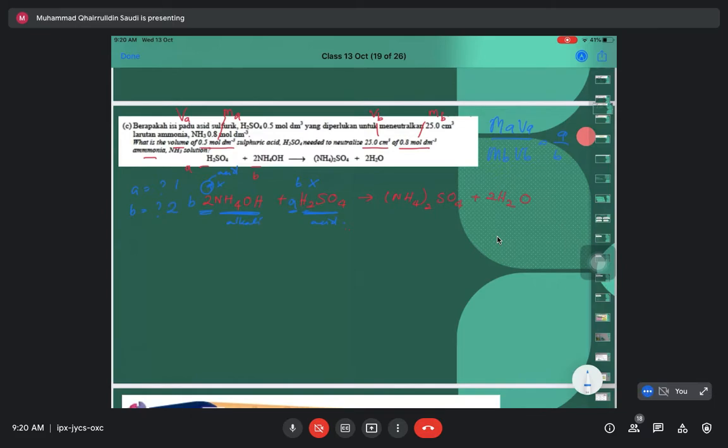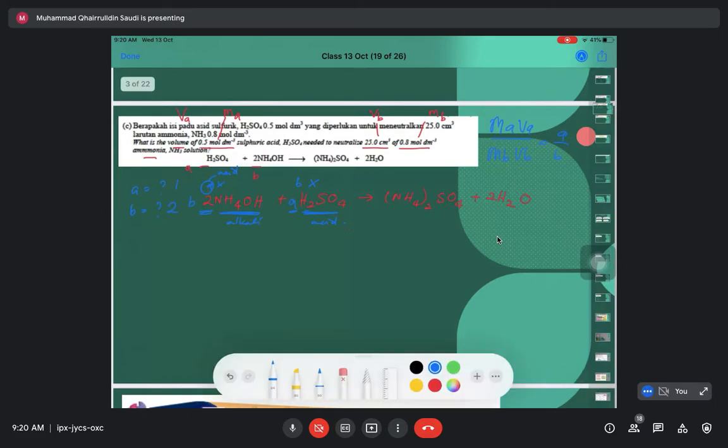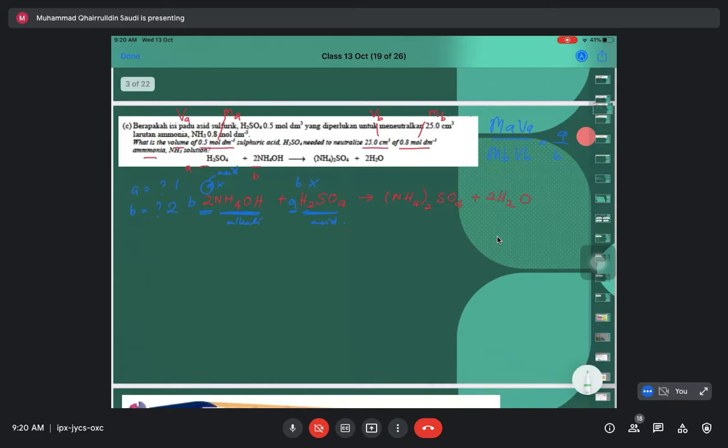Boleh faham? Boleh. Alright. So, ikut equation lah itu. Yeah, no, it's not equation. Dia ikut nama dia kan? Yes, ikut nama dia, okay? Depends on which one is acid and which one is alkali. Bukan ikut chemical equation. Tak semestinya acid di hadapan.